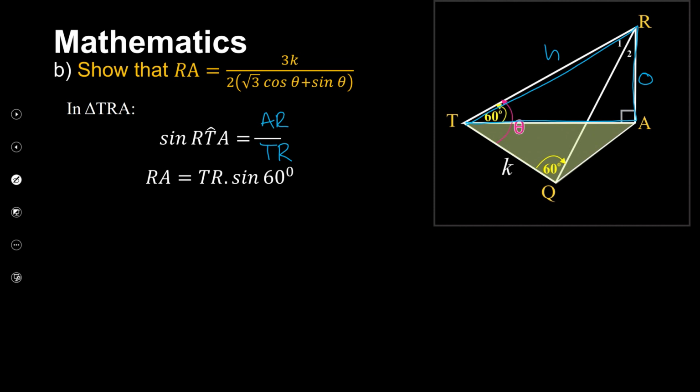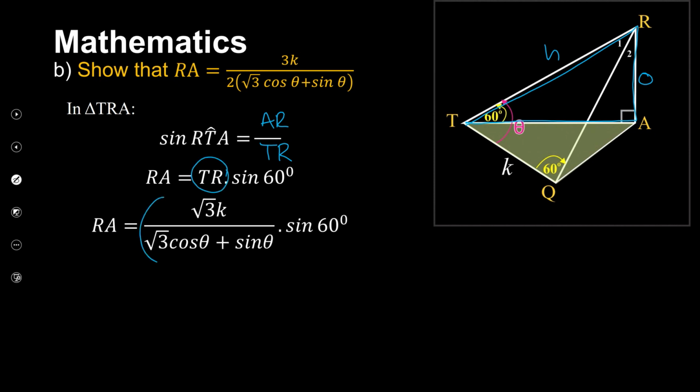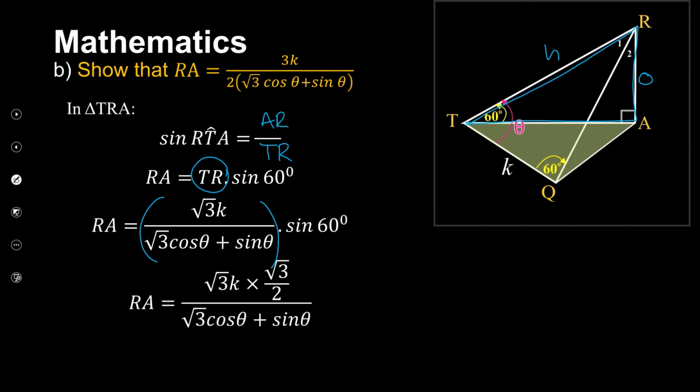Okay, so RA will equal TR times sine of 60. And remember that we found TR in the previous question, and we had TR is equal to this expression here. So we're just going to plonk in that whole expression for TR, which was root 3k over root 3 cos theta plus sine of theta, times sine of 60. Now we're going to substitute for sine of 60, because we know from our special angle triangles, or if you were using a calculator, sine of 60 is root 3 over 2. So we're going to put that into the equation.